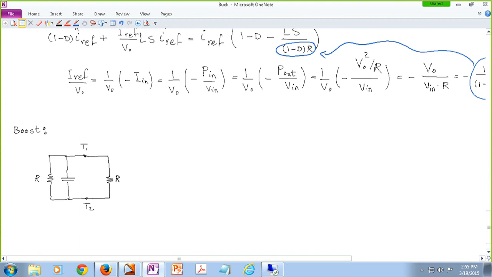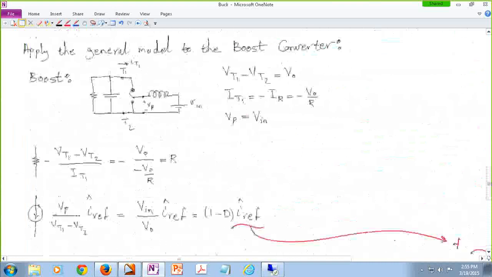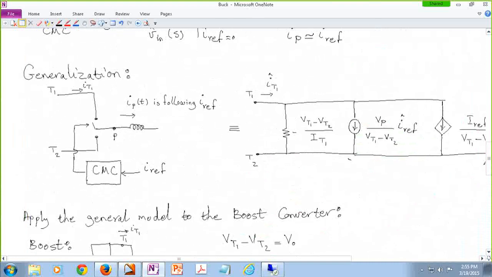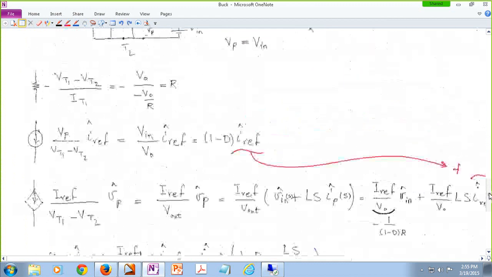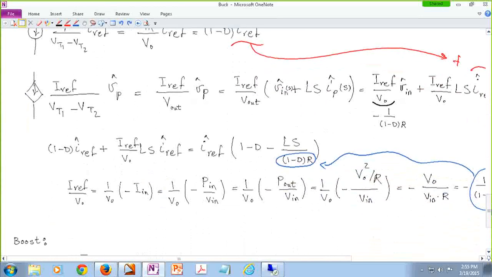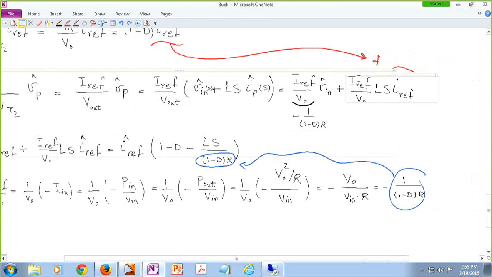Okay. Then we have a dependent source of current. Then we have another term added to it. I'm just going to write the overall results. Vp over Vt1 minus, which is 1 minus D times Iref. And then we have another term that is added to Iref, which is this Iref over V out over Ls. So I'm just going to write the whole thing. Oh, by the way, this is also the same thing.